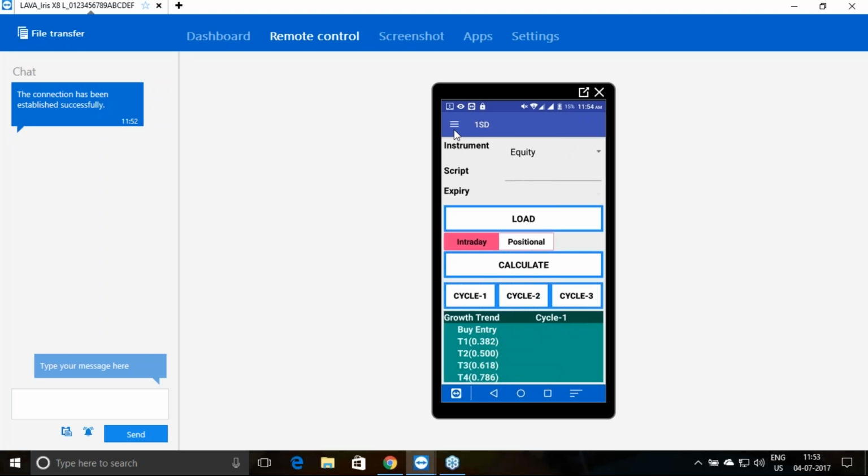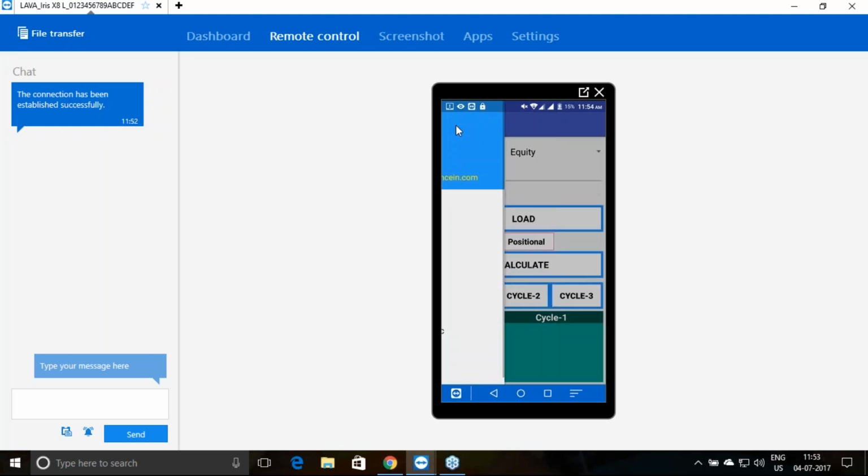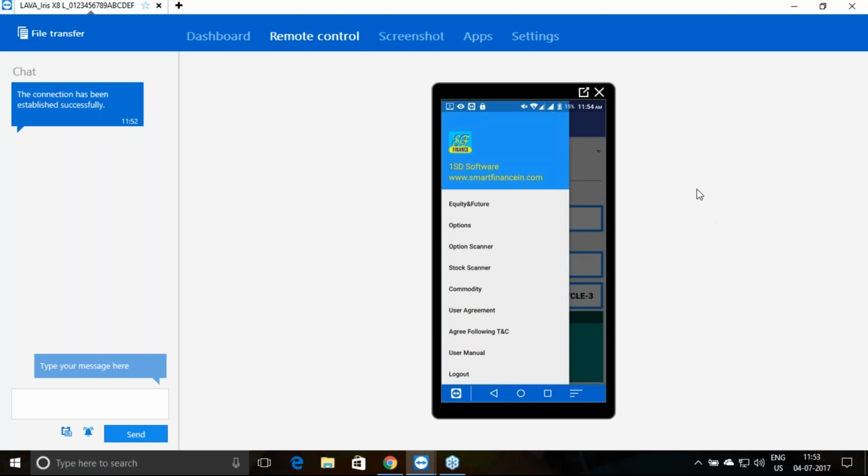In this presentation I am going to describe the new features available in our One Standard Deviation app. I have just opened up the app, and here are the two new features I was talking about: Stock Scanner and Option Scanner. The Stock Scanner groups the stocks based on their trend breakout.